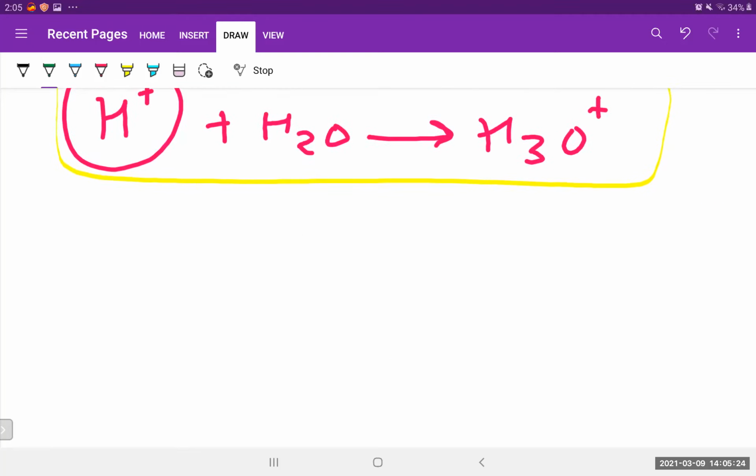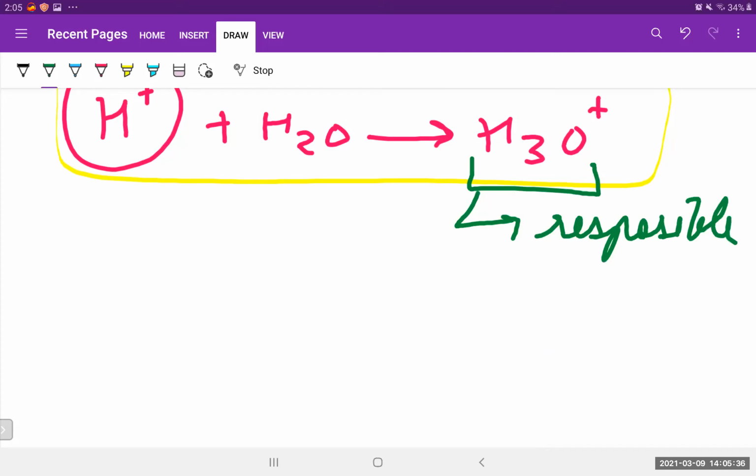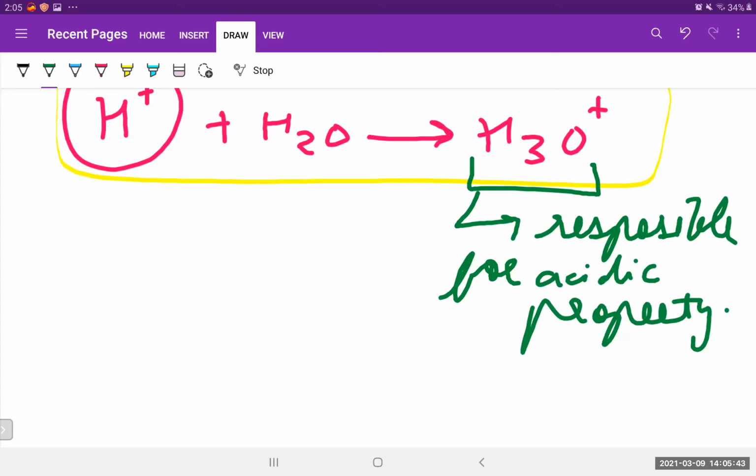Now let's move further. The acidic properties of an acid are due to this hydronium ion. This is responsible for the acidic property of acids.